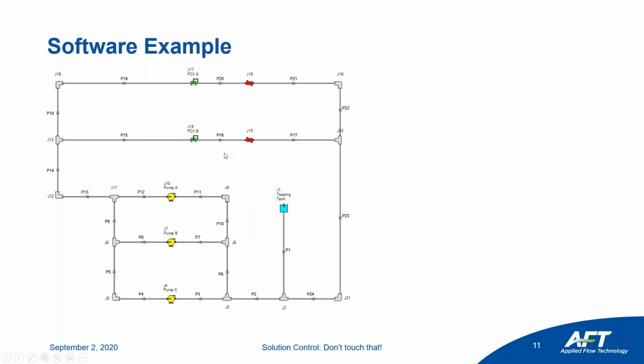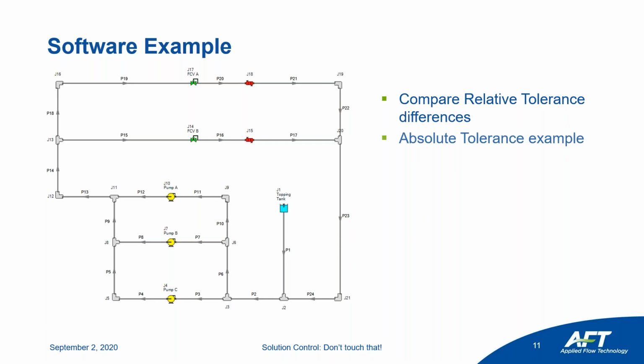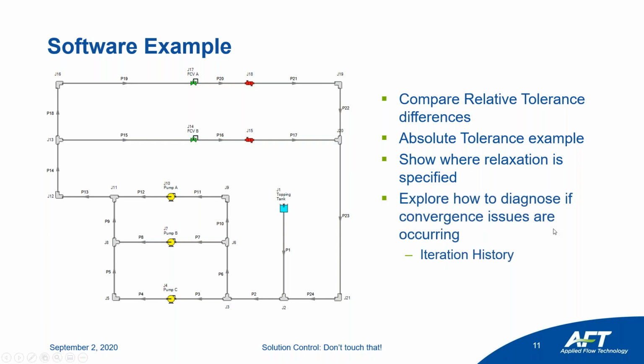All right, so now we can take a look at a software example. So we're going to take a look at tolerances. We'll look at relative tolerance differences, how we can change that number, how that might impact results. We'll also take a look at absolute tolerance and see how that might impact results. We'll show where relaxation is specified, and we'll reiterate that transfer results example, why that was helpful in speeding up the solver. And then we'll also take a look at exploring and diagnosing convergence issues. So looking at iteration history, looking at the solution progress window, some things that we kind of went over already, but we'll just reiterate them here.